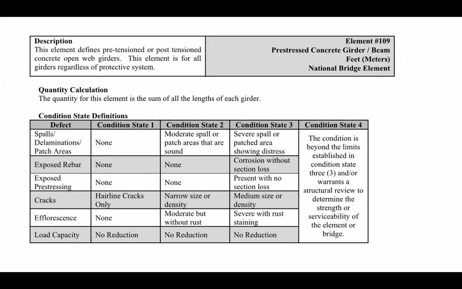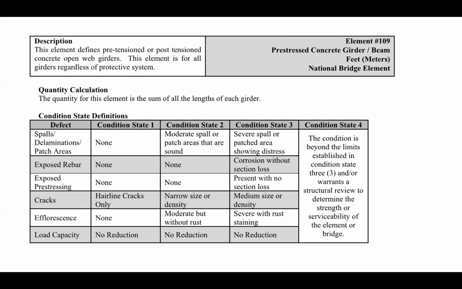So in this guide, they give you basically an example of all the different types of elements in a bridge. And the one I'm showing here is element number 109, for lack of a better number. It is a pre-stressed concrete girder or beam. And what they're telling you is this is how you should go about denoting distress during the inspection process. So they tell you that distress should be measured in feet, or meters if you're doing metric. And these are the different criteria that you might see when inspecting a bridge. So if you're looking at the beams, some of the defects you might see are spalls, delaminations, or patched areas, exposed rebar, exposed pre-stressing, cracks, efflorescence, which is that white staining that comes out of the cracks, and load capacity.